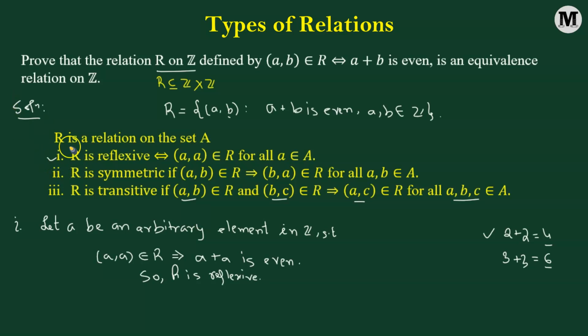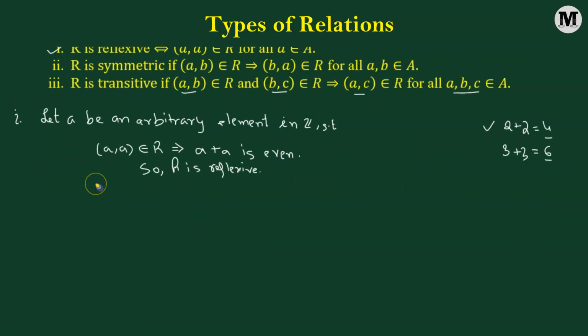Okay, fine. So one is done. Now let's check number 2: is R symmetric or not? To check for symmetry, we are going to consider two elements. So let a and b be two arbitrary elements that belong to the set of integers Z. Now if the ordered pair (a, b) belongs to the relation R, then according to the definition, it means that a plus b is even. Whatever the values of a and b, the moment we say that the ordered pair (a, b) belongs to the relation R, it simply means that a plus b is even.